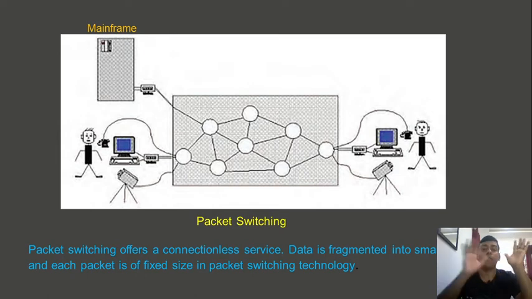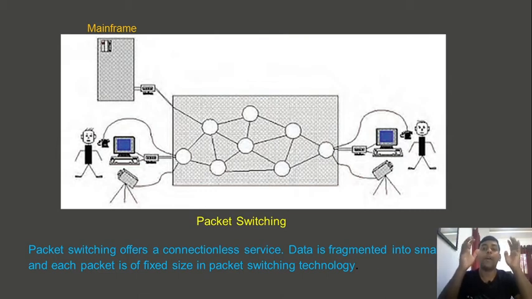For example, "hi WhatsApp" is a message we are sending to the receiver, sending to your friend. So it will be divided into fixed size messages. Suppose for example, we can have 3 packets: "hi", "what's", "up". So each packet will have the same size. Normally it's 53 bytes. 48 bytes are for storing the data, and 5 bytes are for storing the header part.